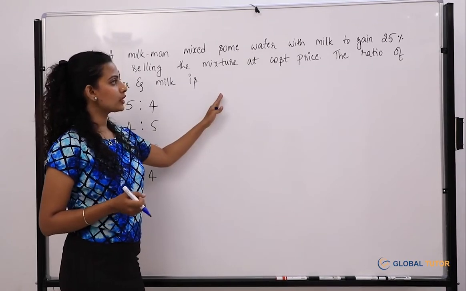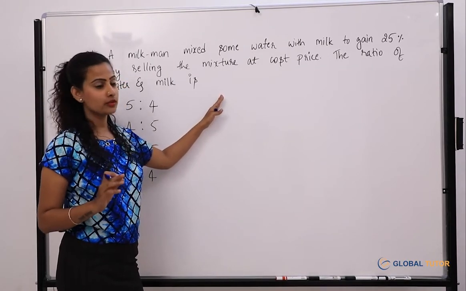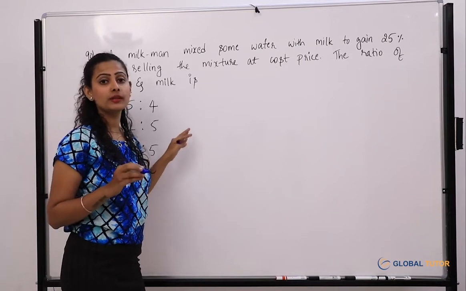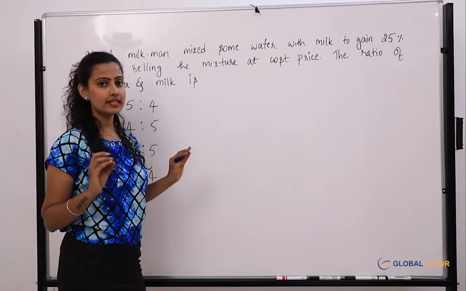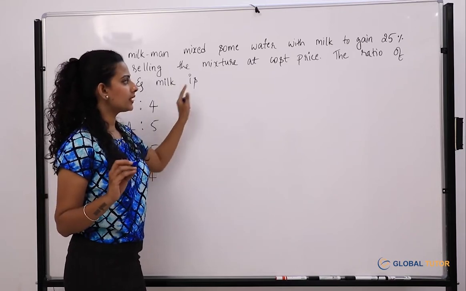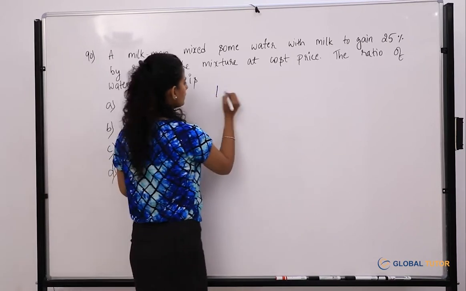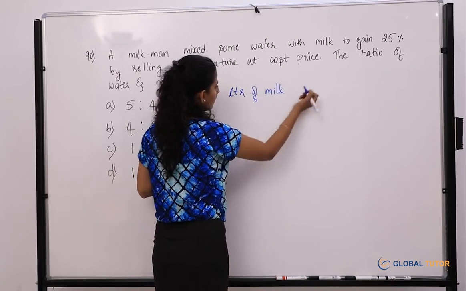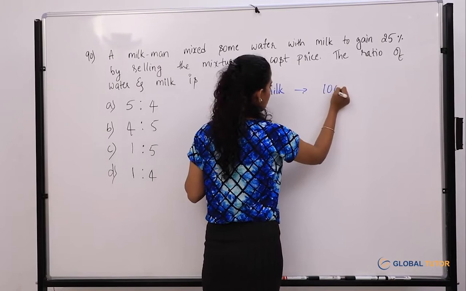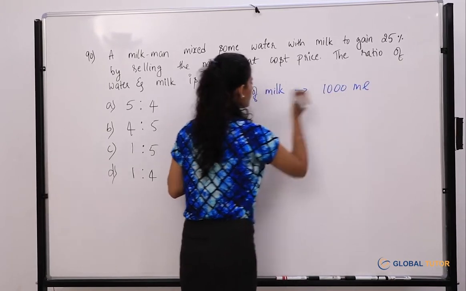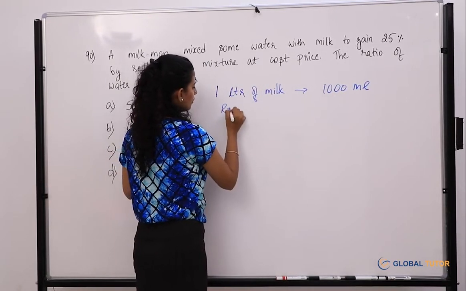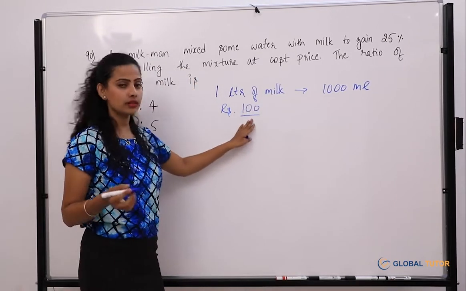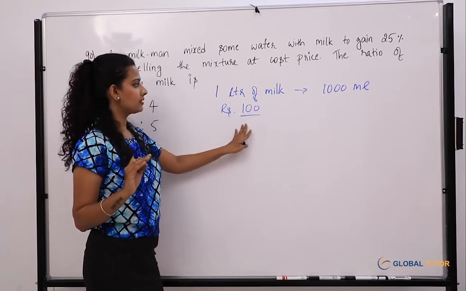If you observe in the question, there are no absolute values. There's only a percentage. So let's not use the alligation method and complicate it. Let's just solve it in a very simple manner. Assume that he's bought 1 liter of milk. And how much is 1 liter of milk? It is 1000 ml. And how much did he pay? Rupees 100. We are just assuming it as 100 so that the calculation becomes easier.